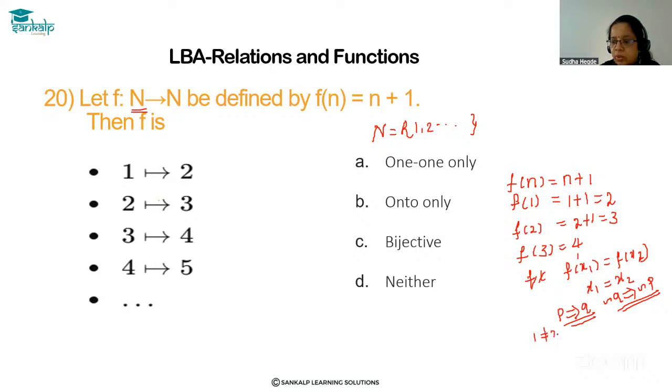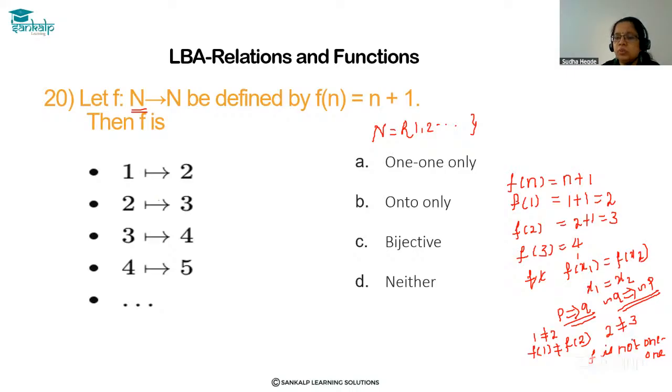So, if you take 1 not equal to 2, then f of 1 is clearly not equal to f of 2, because f of 1 is 2 not equal to f of 2 is 3. Therefore, f is 1-1. Correct? F is 1-1.